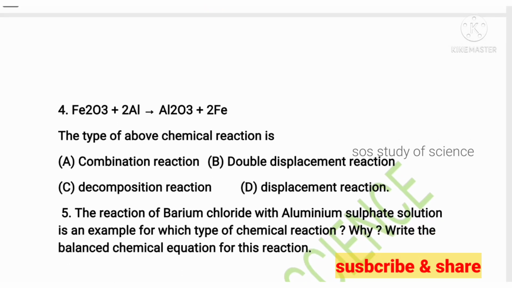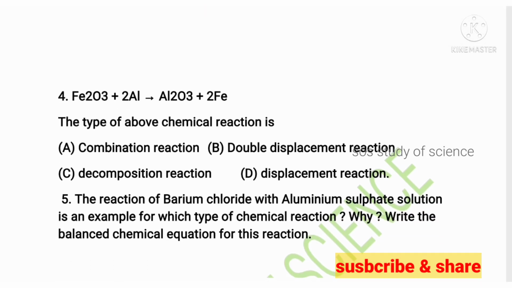Moving to the next question. See here, iron oxide combining with aluminium gives aluminium oxide plus iron. What is the type of the above chemical reaction? In a multiple choice question, they can give one chemical equation and ask you to identify the type of chemical reaction.